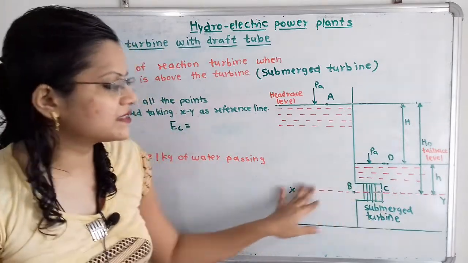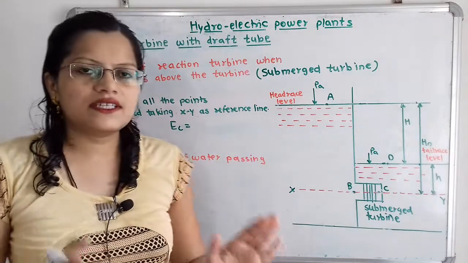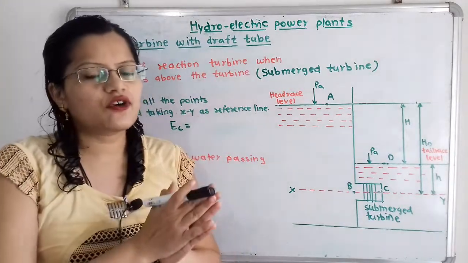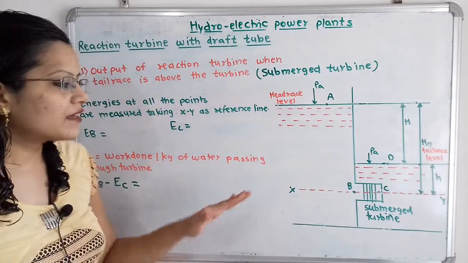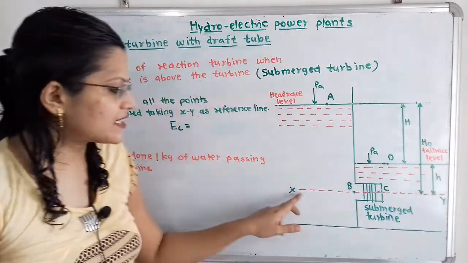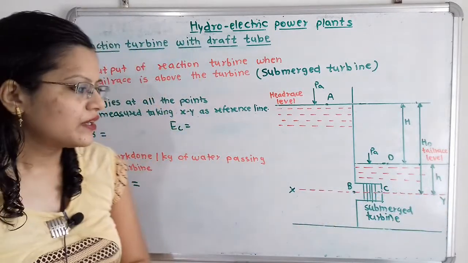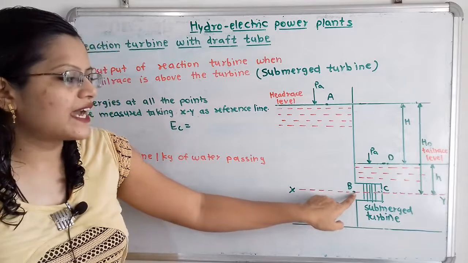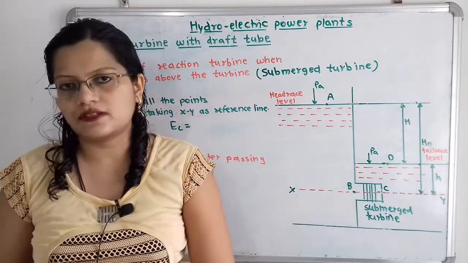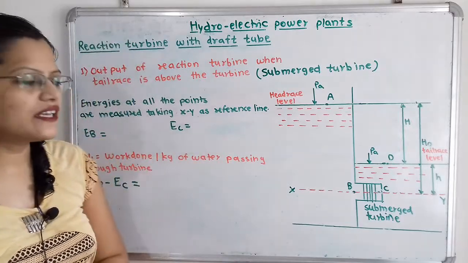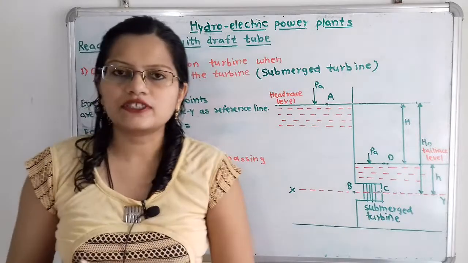So this turbine is the submerged turbine. We will consider 2 points, that is at the inlet of the turbine and at the outlet of the turbine. These points are along the same line, that is the XY line. I have shown the XY line here with the help of a dash. This is point B, which is at the inlet of the turbine, and point C is at the outlet of the turbine. Now how can we define the energy at point B as well as the energy at point C?